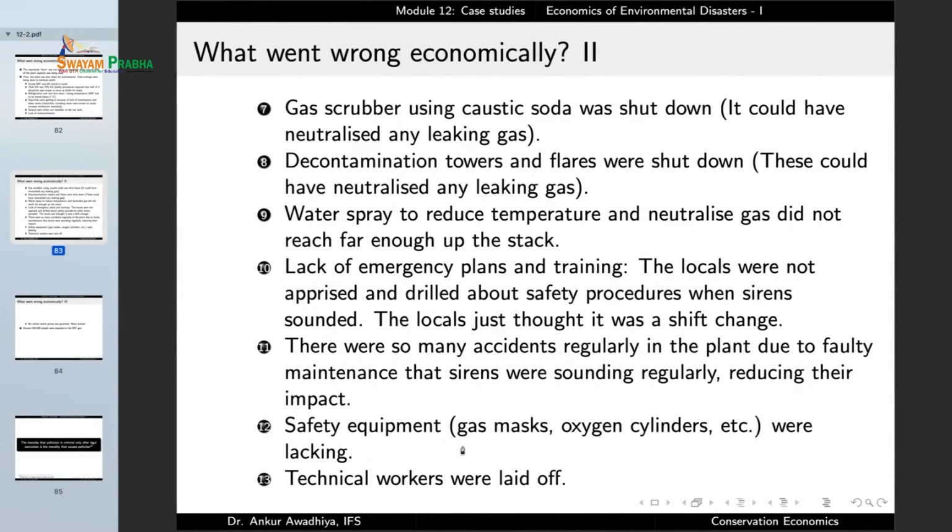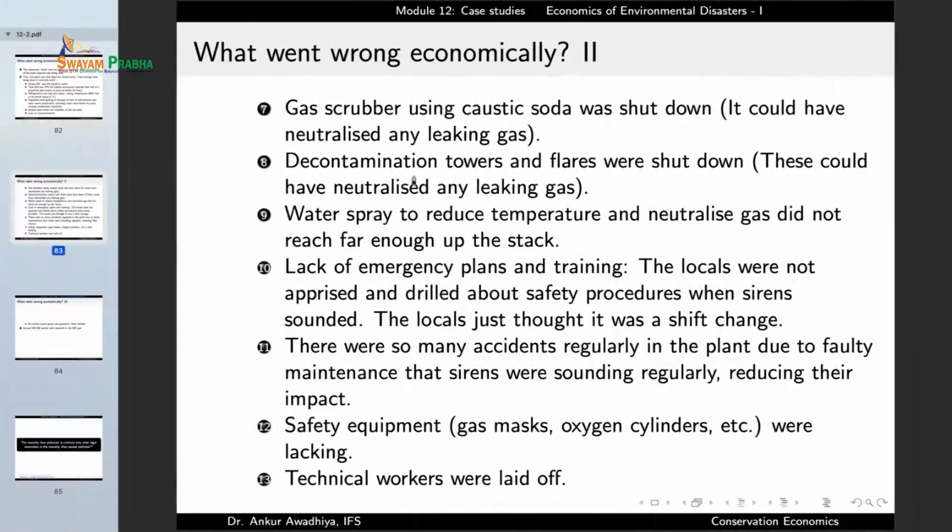Safety equipment such as gas masks, oxygen cylinders, etc. were lacking. Again, why waste money buying this safety equipment in a plant that is not running to full capacity? Technical workers were laid off. Again, this is a cost cutting measure. Why use technical workers whom you have to pay more when you are not earning that much profit? So the technical workers were laid off, and in their place, non-technical staff was handling the equipment. Now, these non-technical staff would hardly know what to do in such a dire situation.